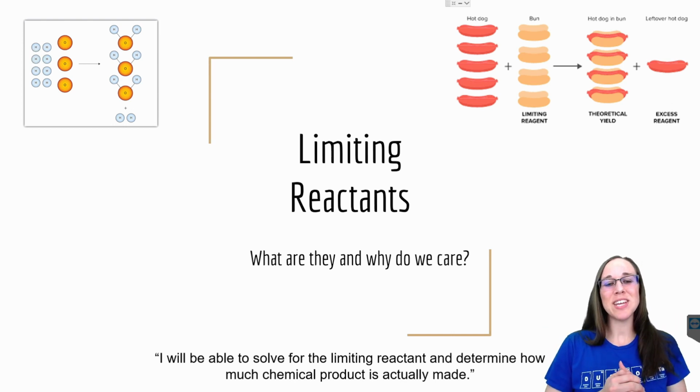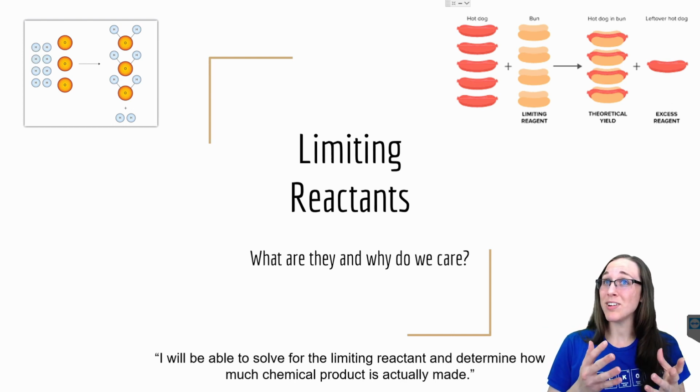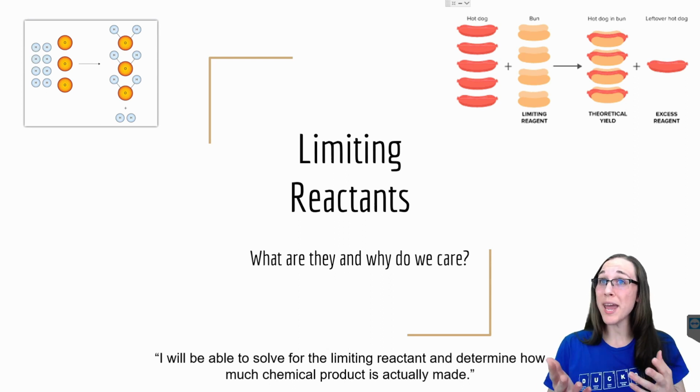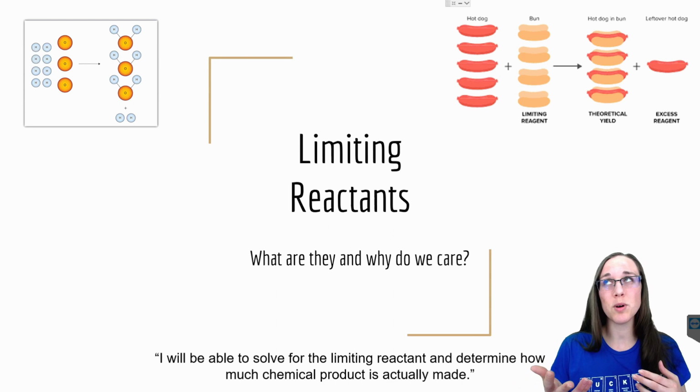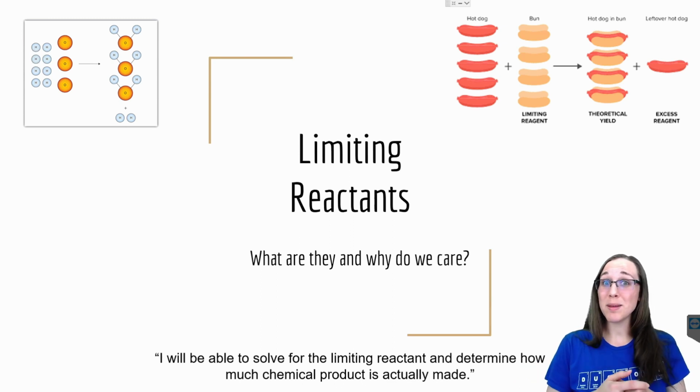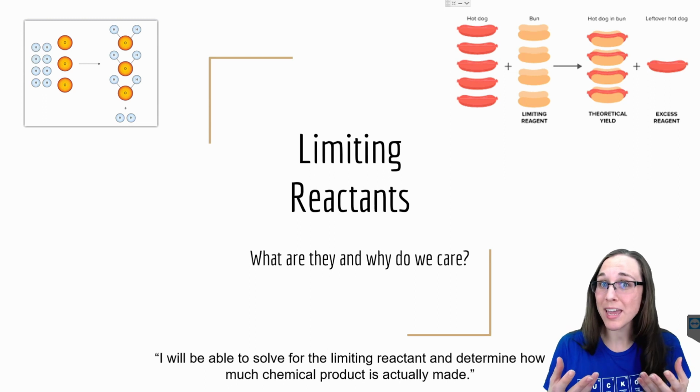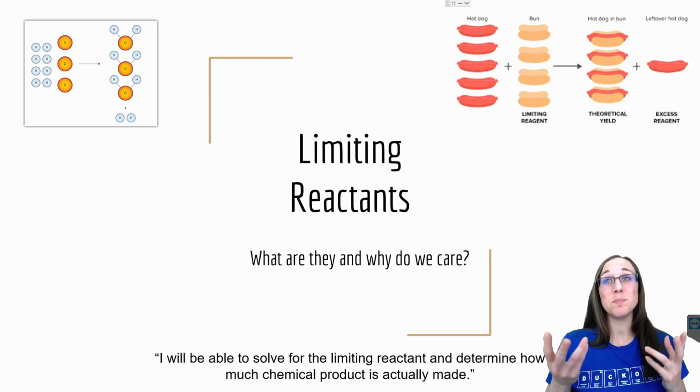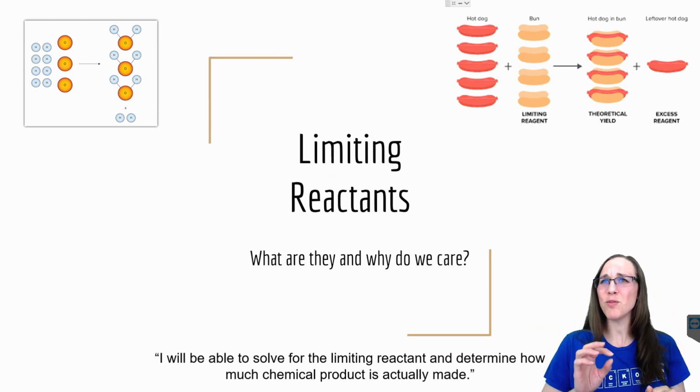By the end of this video, you should be able to solve for limiting reactants in two different ways, and you can pick which option suits your needs the best, or which one makes more sense to you. And then you'll be able to use that knowledge to determine how much product is actually made, or theoretically is possible to be made, in a perfect world lab scenario.